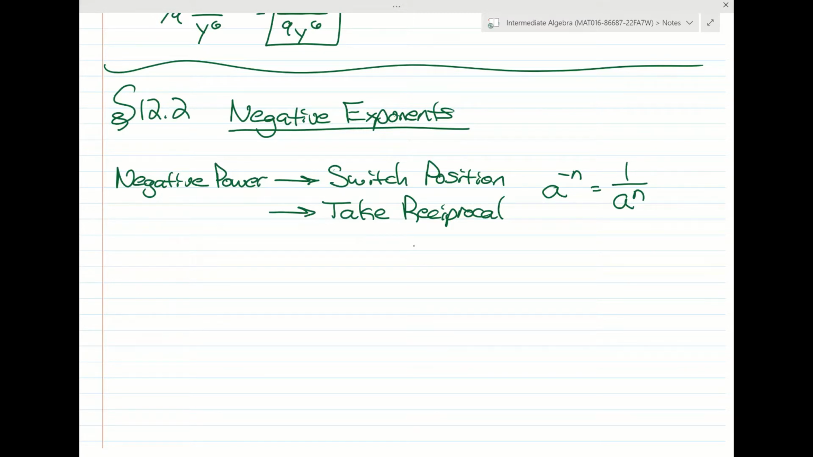When I say switch the position, there's a few different ways we could think about this. Like if we have x to the negative second, one thing we could do is put it over 1 and then put this on the bottom. Have a negative on the bottom, just bring it to the top. We don't want negative powers, so you just switch that position. You either bring it to the bottom or go to the top.